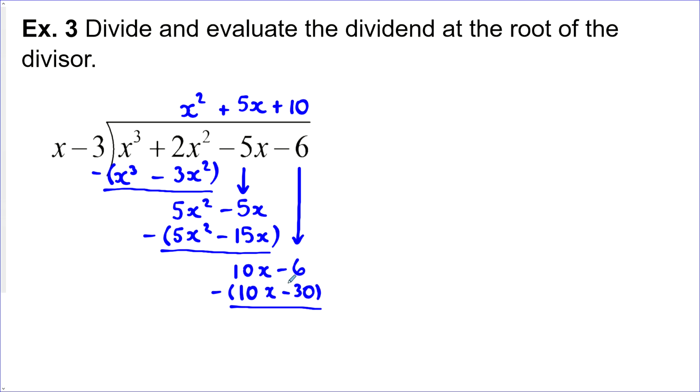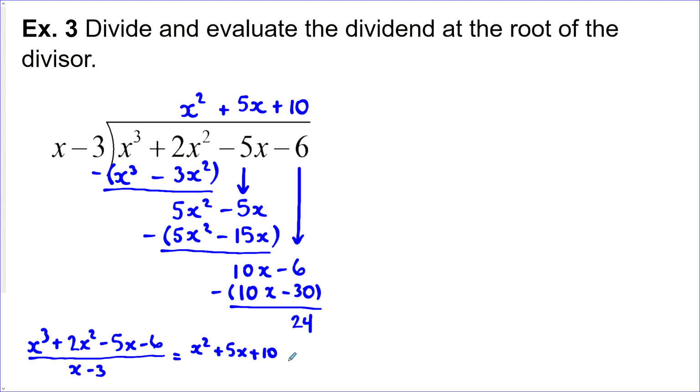First part disappears. That's perfect. And then we get minus 6 plus 30, so that would be 24. So our remainder in this case is 24. We can write this as an expression here. So we got x cubed plus 2x squared minus 5x minus 6 divided by x minus 3, and that will equal x squared plus 5x plus 10 plus 24 over x minus 3.